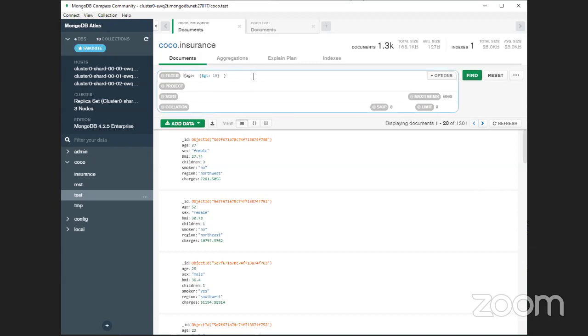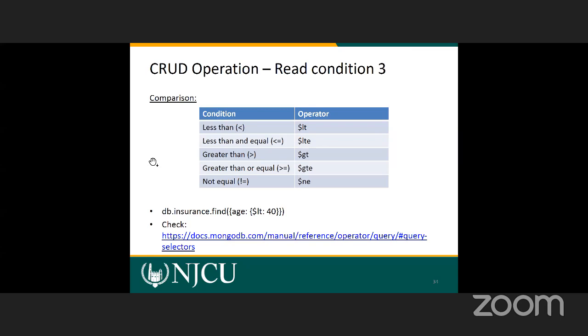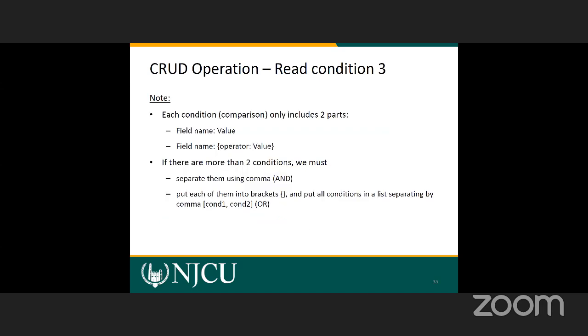Those are the operators you need to use if we want to do conditions or comparisons other than the equal condition. You have to use the operators that start with a dollar sign. MongoDB provides you other operators. Here I just include those we usually use to give you an idea. And I put both in the table to help you easily map the signs we use in SQL to the operators we use in MongoDB. So those are the read conditions.